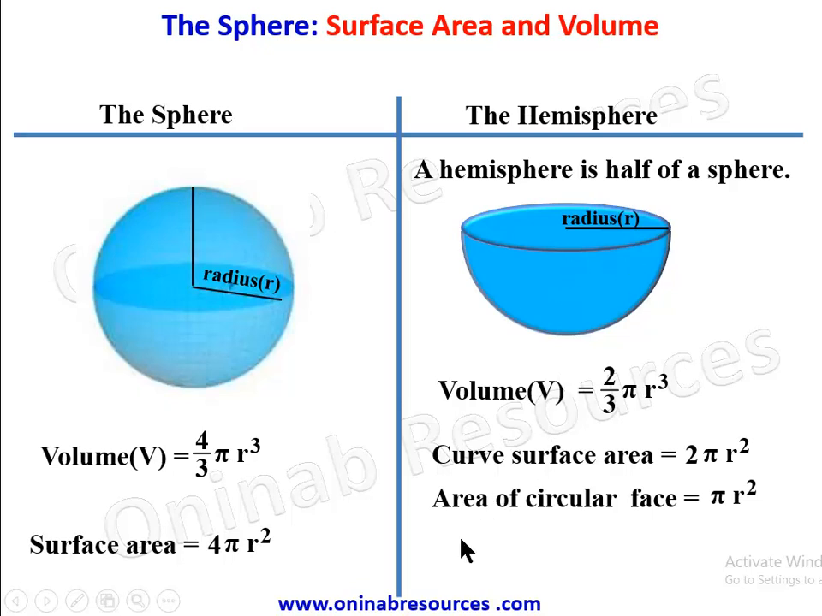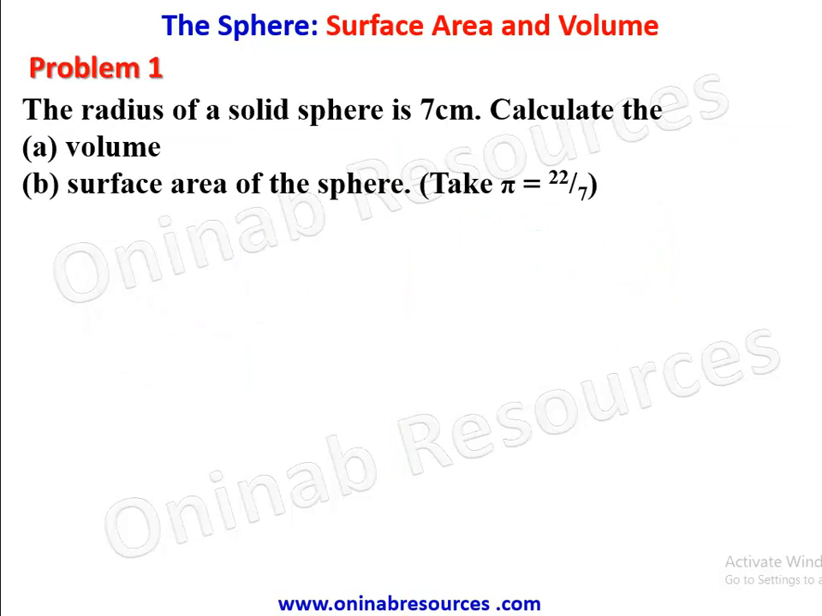So when we are looking for the total surface area of the hemisphere, it is the area of the curved surface plus the area of the circular face. That will give us 3 pi r squared. And from here we look at solving two or more problems on the surface area and volumes of either sphere or hemisphere. So we take our first problem.